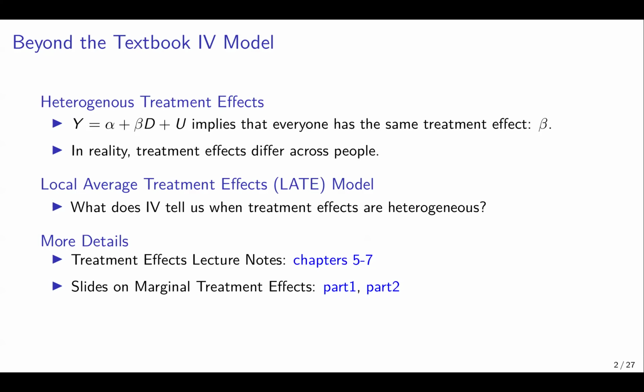But in reality, treatment effects differ across people. In other words, they are heterogeneous. So that's what we'd like to allow for today. The question we're going to ask is what, if anything, does IV tell us if treatment effects are in fact heterogeneous? This is going to give rise to what is called the local average treatment effects model.